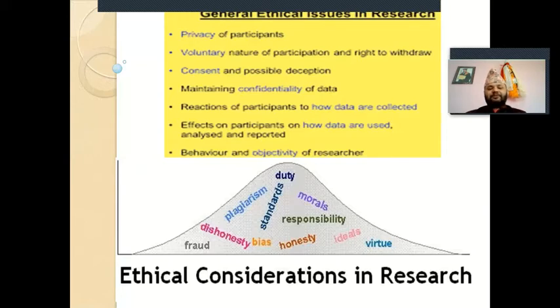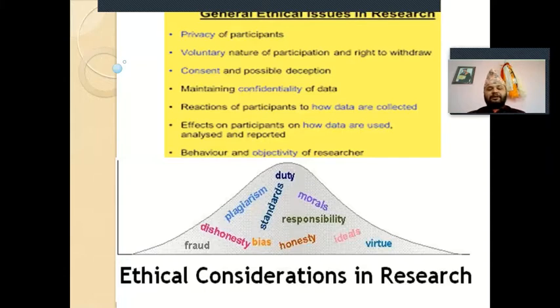Reaction of participants to how data are collected. We need to review. That is also another ethical concern that we need to follow. We need to get feedback from the research participants at the end of our research process, asking them how our process of collecting the data information was.